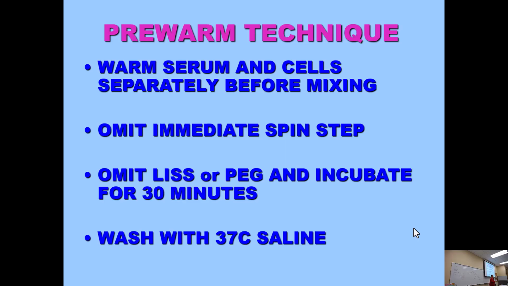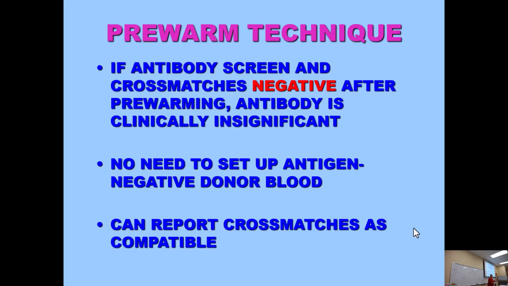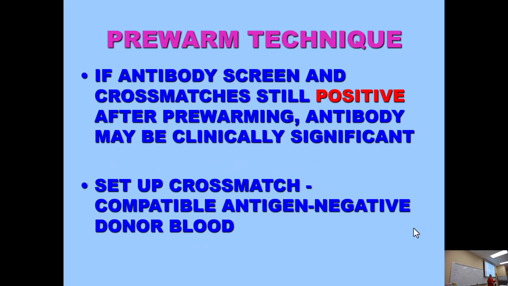So that's what these instructions are. Wash serum and cells separately before mixing. Omit the immediate spin step because we don't want the IgMs to cause a problem. We omit LISS or PEG and reincubate for a full 30 minutes because LISS and PEG actually enhance IgMs, and we're trying to get rid of the IgM here. Wash with 37-degree saline. And then at this point, if the antibody screen and cross-matches are negative, we know it's clinically insignificant. We don't have to set up antigen-negative blood, and we can report the cross-matches as compatible, AHG compatible.